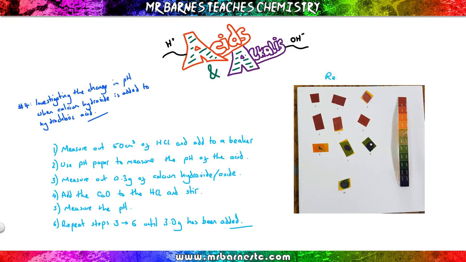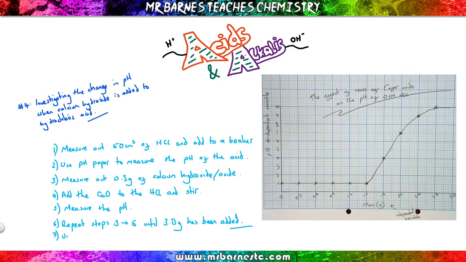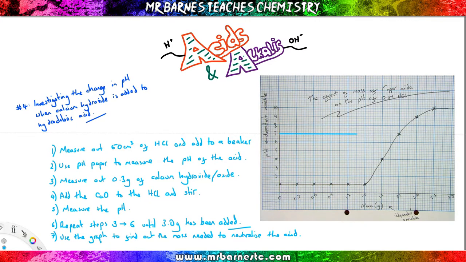You'll get some results that look like this, and you'll get a graph that looks like this. You can then use that graph to find out the exact mass at which it became neutral. So you read across from pH 7, which is neutral pH, and you go straight down, as you can see here from my graph, 2.1 grams is where it became neutral.